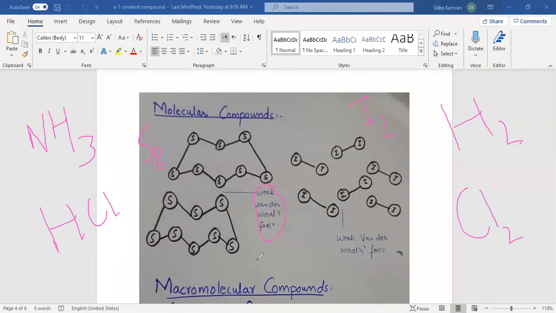These weak van der Waals forces need very little energy to break because they are very weak compared to the main covalent bond. These bonds, which are represented as a proper line, are covalent bonding. But if I am representing the weak van der Waals force, I will represent it with dots. Weak van der Waals forces are represented as a dotted line. So in all these molecules, there are weak van der Waals forces, and they are easy to break. That's why simple molecular compounds, or simple covalent compounds, have low melting points and boiling points.